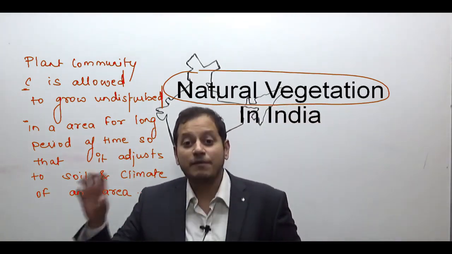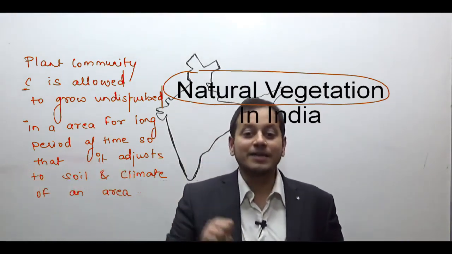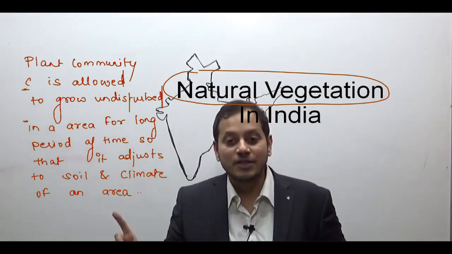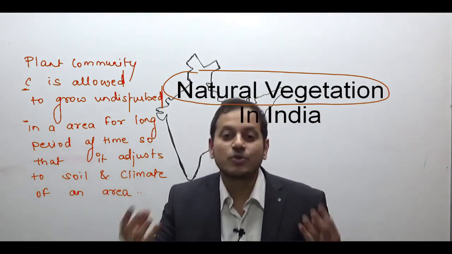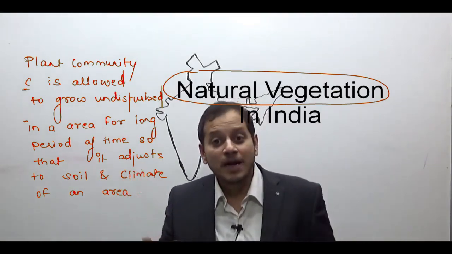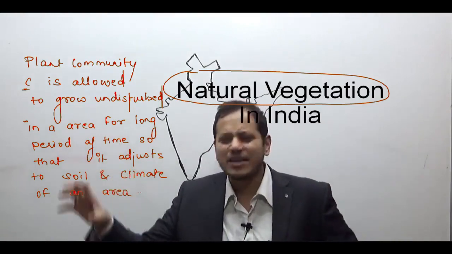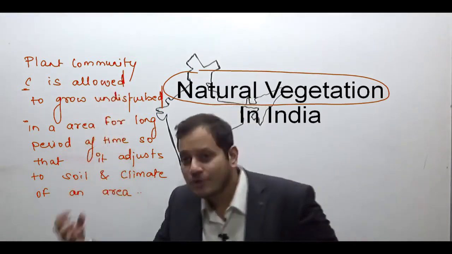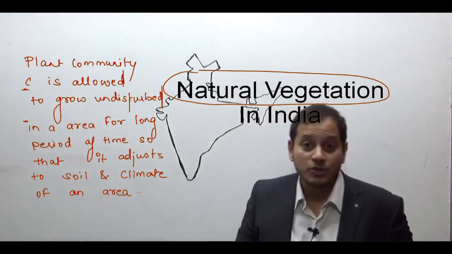That means if I am bringing a species from outside and planting it in an area, it does not classify as natural vegetation. Natural vegetation means the plant has to grow naturally. For the plant to grow naturally, it has to acclimatize, it has to get adjusted to the climate, moisture, and the soil in an area. And such an area is known as a natural vegetation.